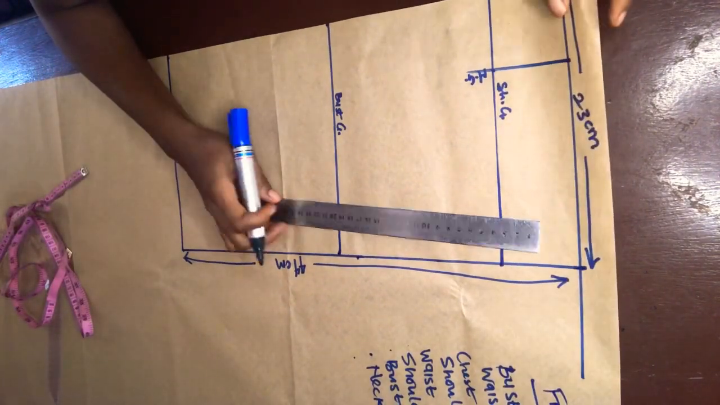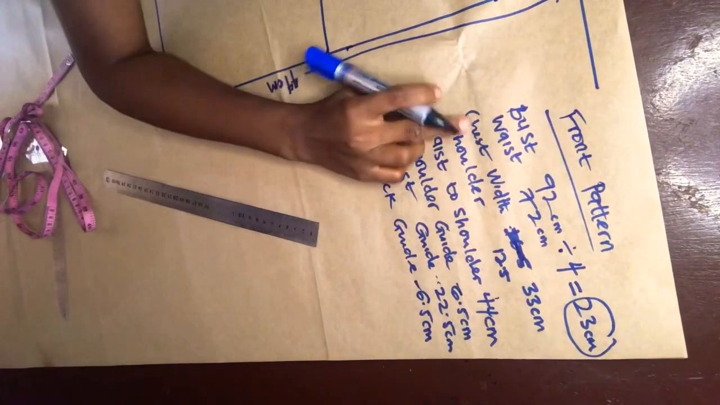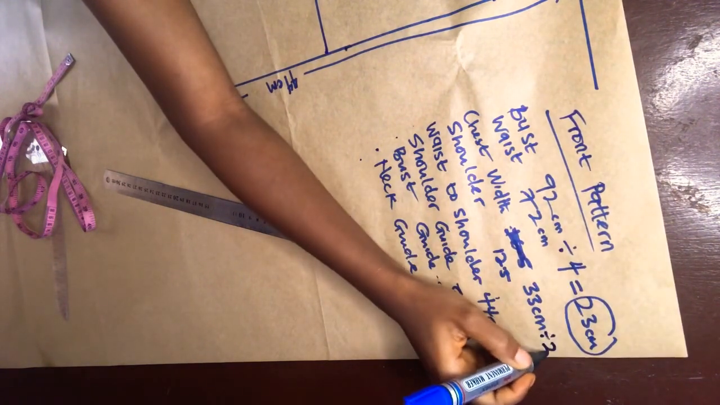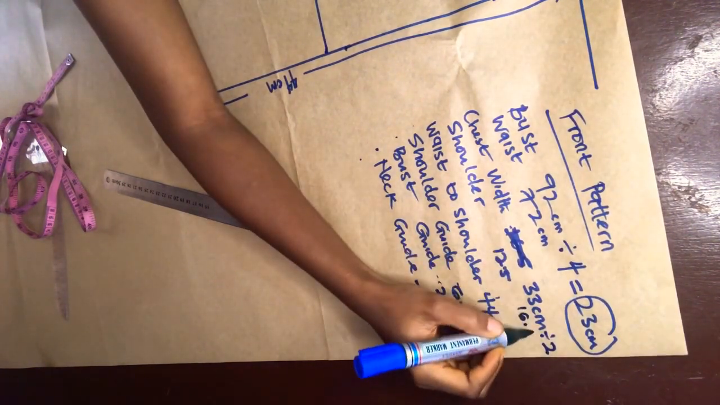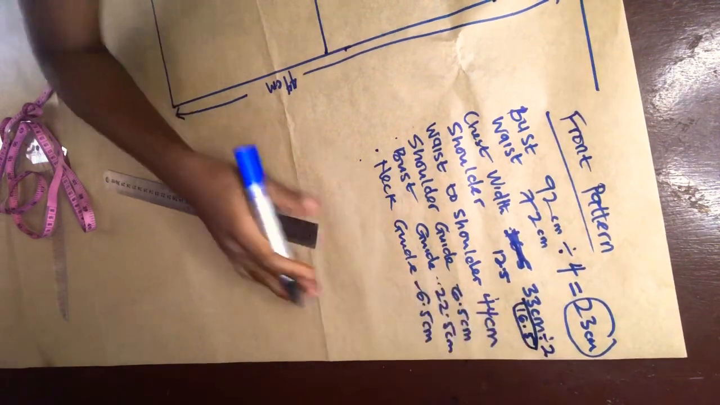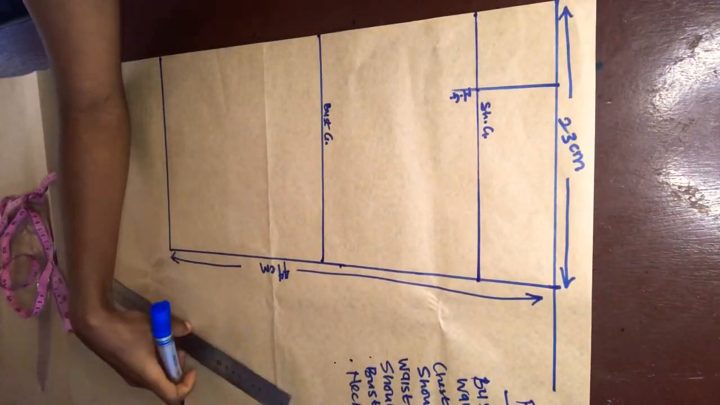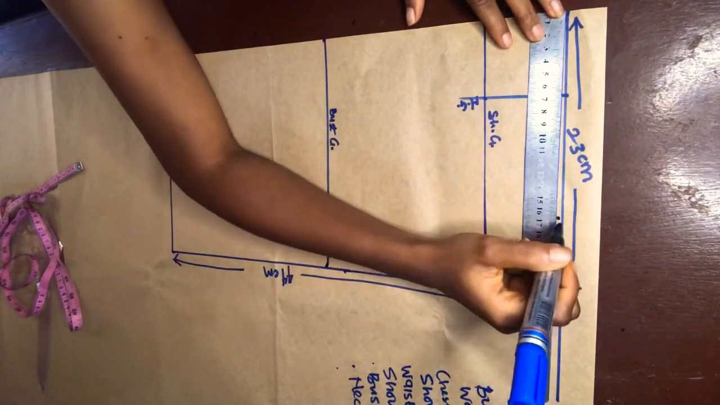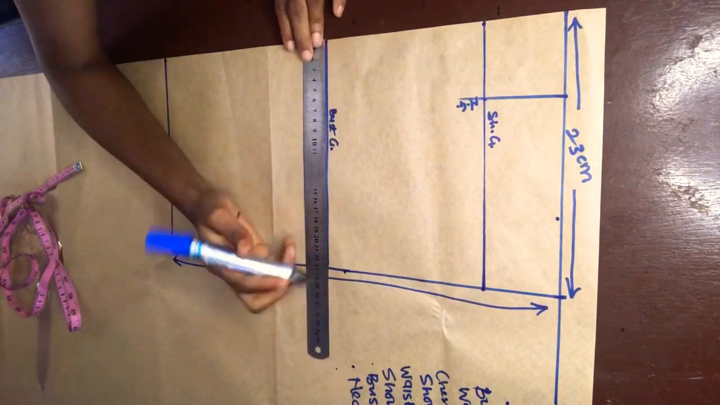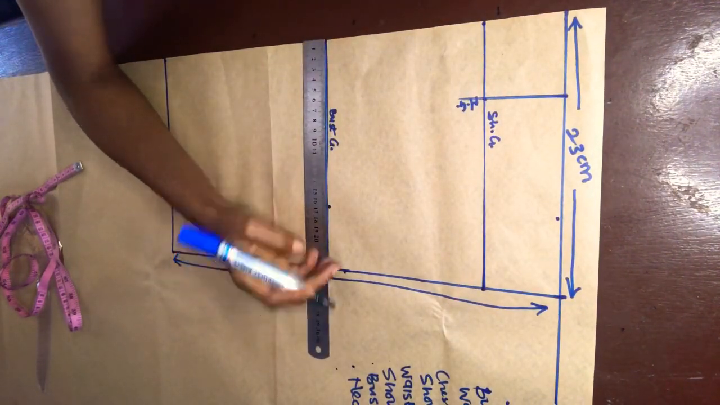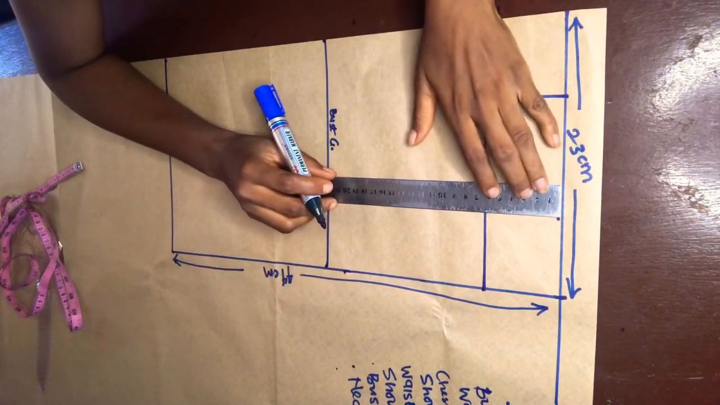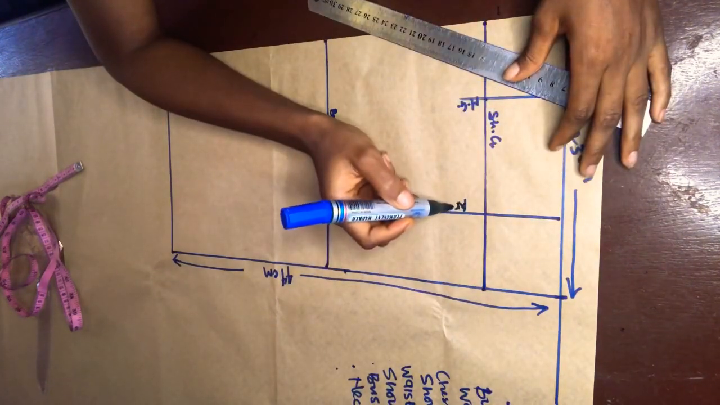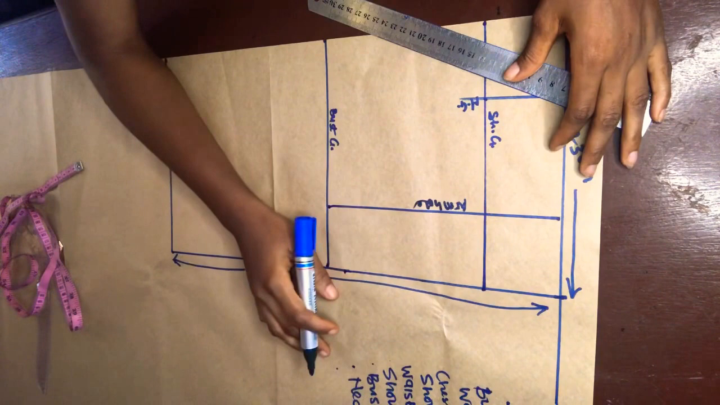The next thing now is to measure our chest width. So our chest width here is 33 centimeters. We are going to divide it by 2. That will be 16.5 centimeters. So 16.5 centimeters, what we are going to measure from the center front, from the center front there, and down to the bust guideline. So this line we are drawing right now is going to serve as the armhole guideline. So I'll just label it armhole.